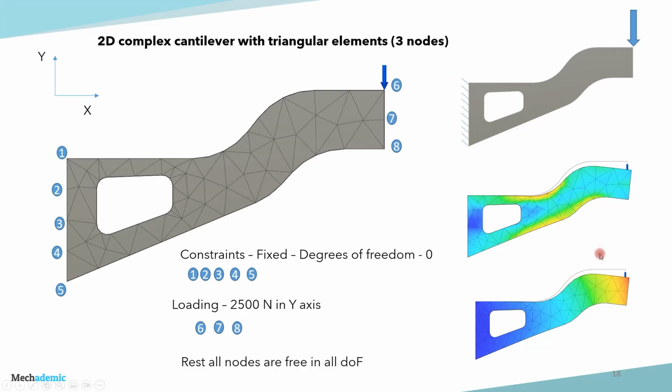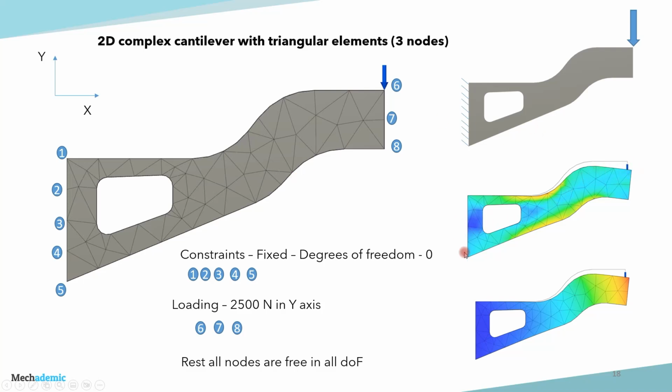So rest all of the nodes apart from 1, 2, 3, 4, 5 are free to move and have all degrees of freedom available to them, which is over here 3 degrees of freedom because it's a planar element. So all of the nodes apart from these 5 nodes are free to move. Hence the displacements of all of these nodes can be calculated through the analysis, and this is the result.